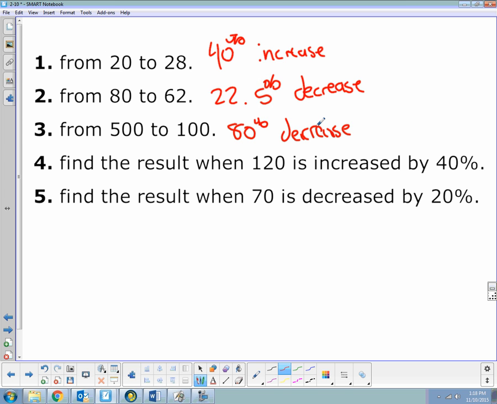For 4 and 5, find the result. The result is 168, and the result of number 5 is 56. So watch those linked videos if you're not sure how we got those answers.